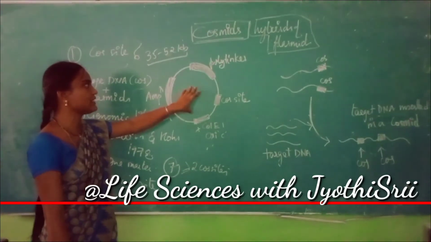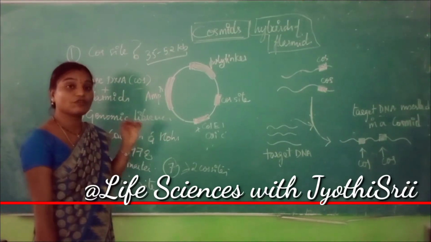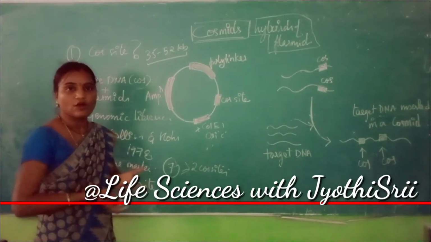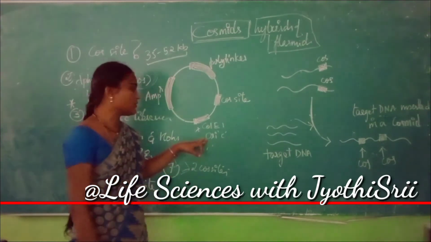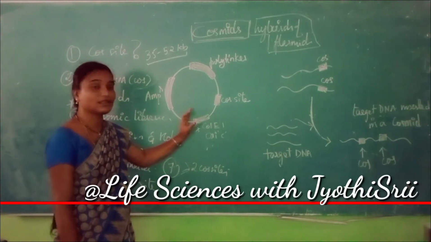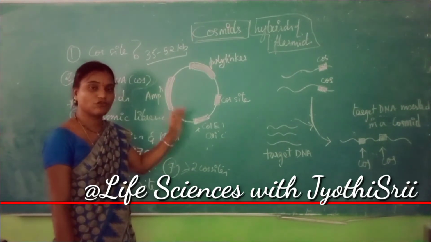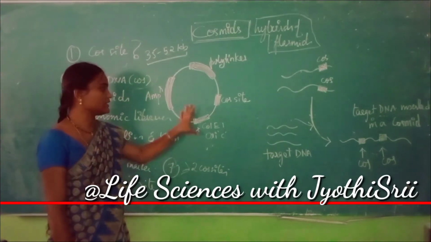So cosmid can carry around 35 to 52 kb of your target DNA molecule into the host organism, and it gets easily replicated because of the presence of the ORI site, which is obtained from your plasmid. Isn't so? This is a hybrid vector. This is a combination of a plasmid and a lambda phage DNA molecule with a cos site, isn't it?